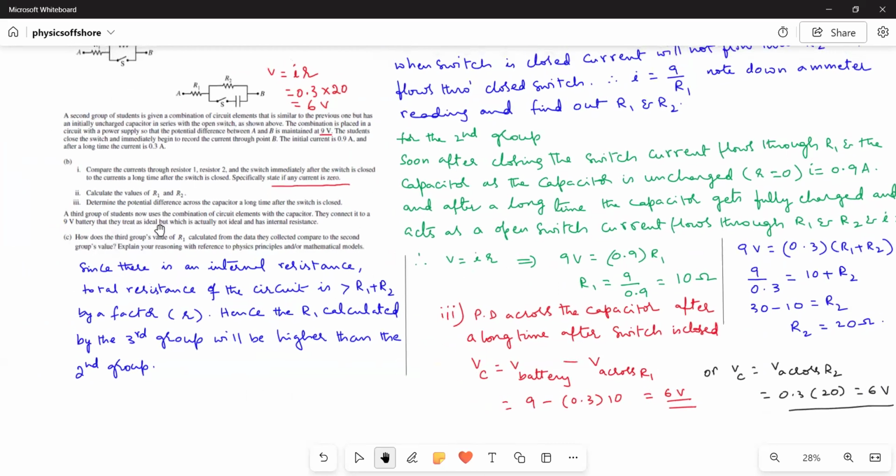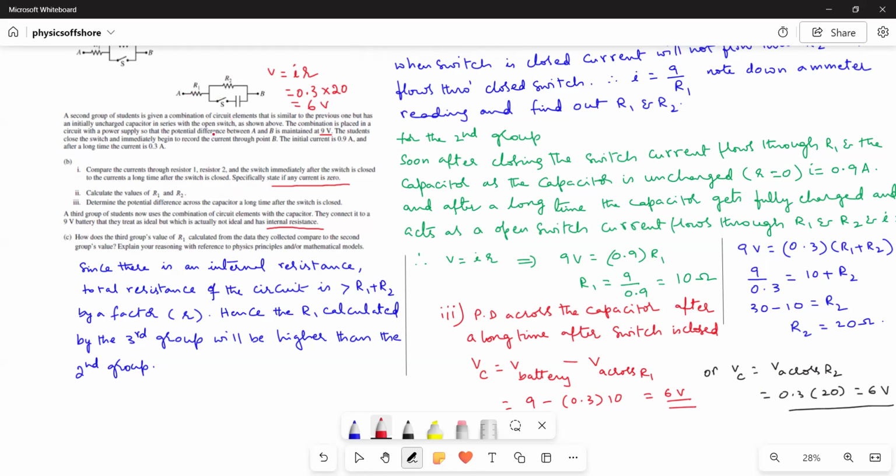Now the third bit. A third group of students use a combination of circuit elements with a capacitor. They connect it to a 9-volt battery that they treat as ideal, but which is actually not ideal, it has an internal resistance. So when the internal resistance is there, what happens? The total resistance of the circuit will be higher. Initially the total resistance is R1 plus R2 because the battery is ideal, that means the battery has no internal resistance.